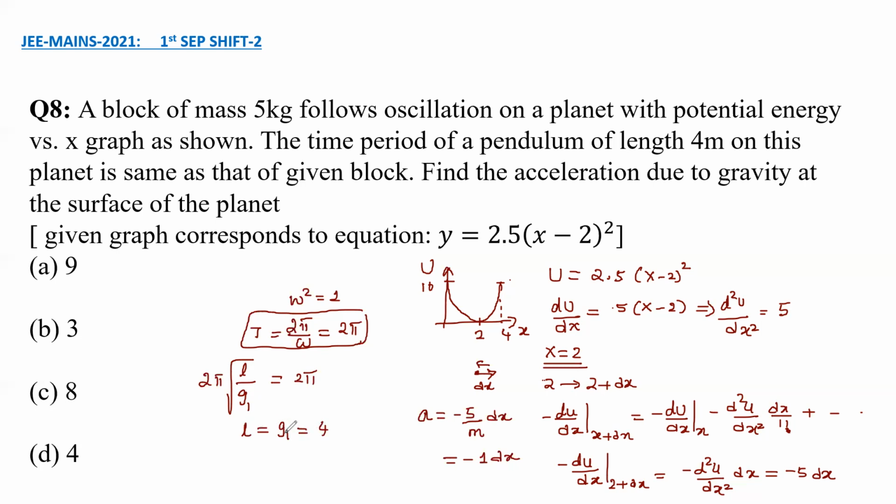So it is L equal to G only in magnitudes. Dimension wise, it is not the same. So the acceleration due to gravity on this planet is 4 meter per second square. I hope you are clear with this. Now let us move on to the next question.